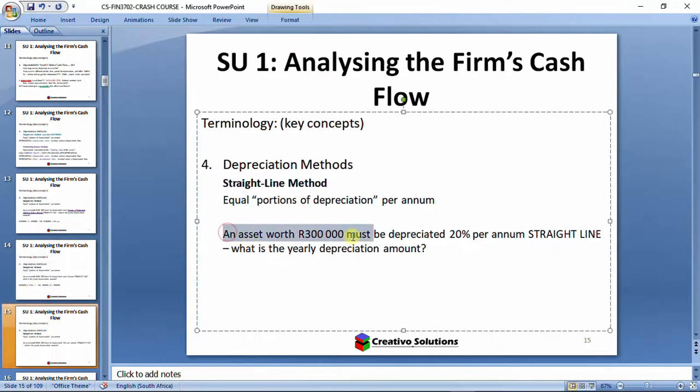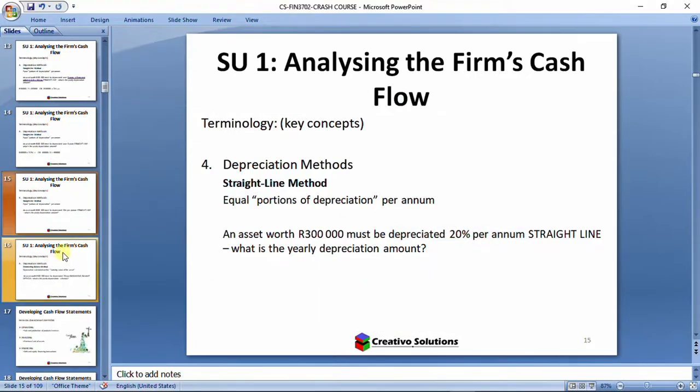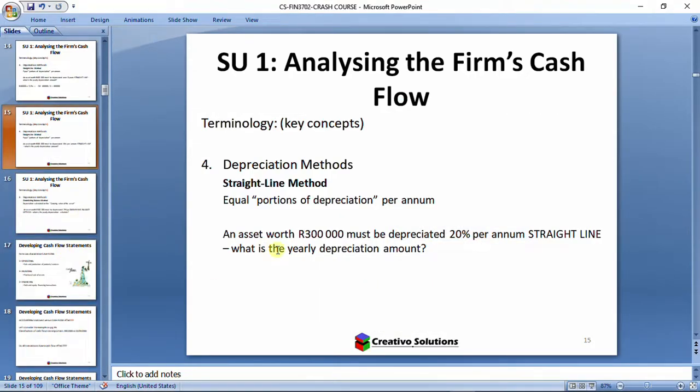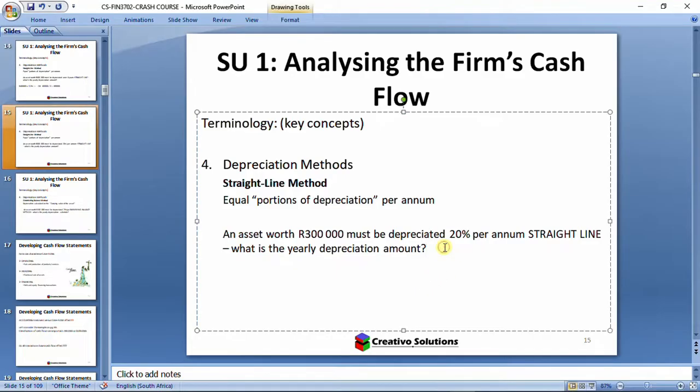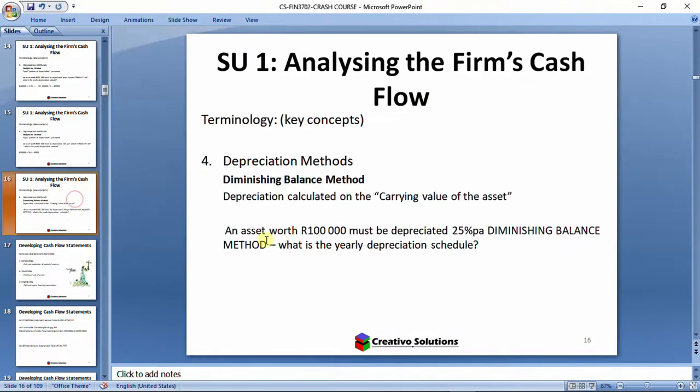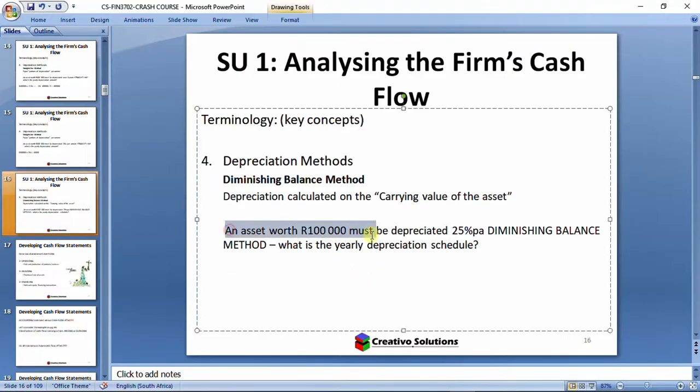Next. An asset is worth 300,000. It must be depreciated at 20% per annum. Easy, hey? Answer? It's 50,000. Sorry, 60,000. Yes. 60,000 is correct. 20%, 60,000 a year. Good. Here's the one looking at diminishing balance.